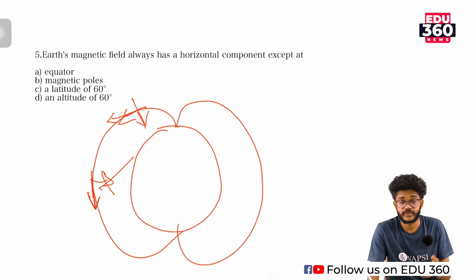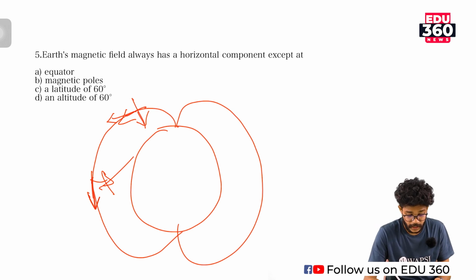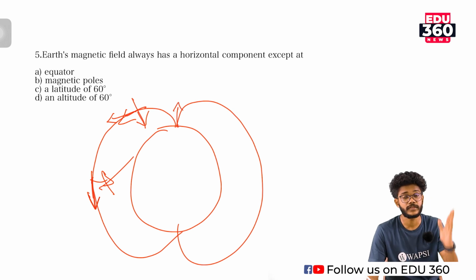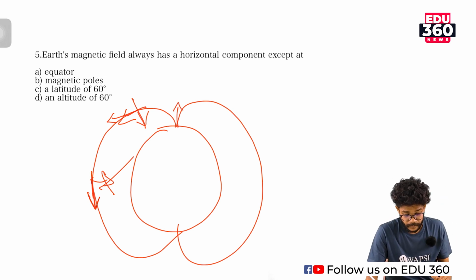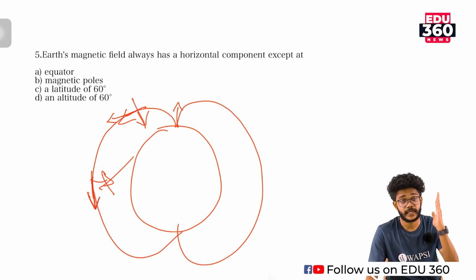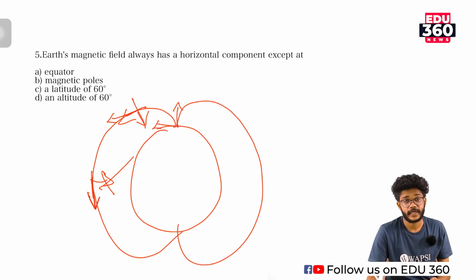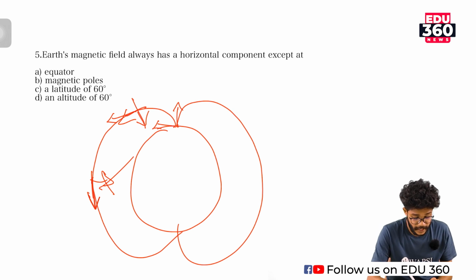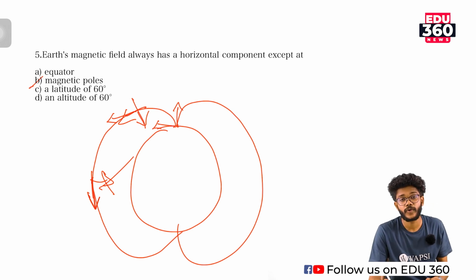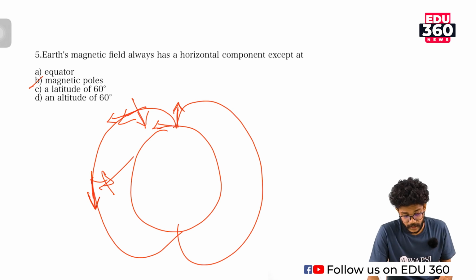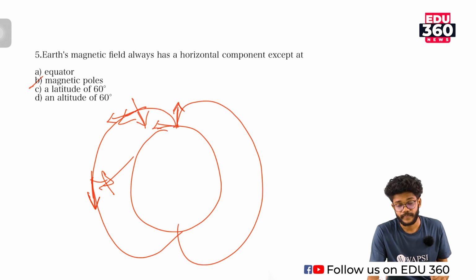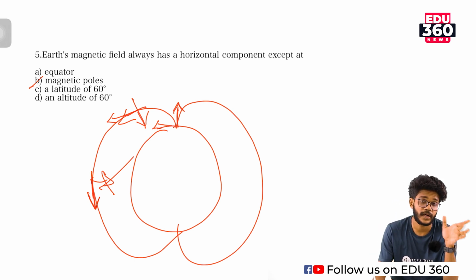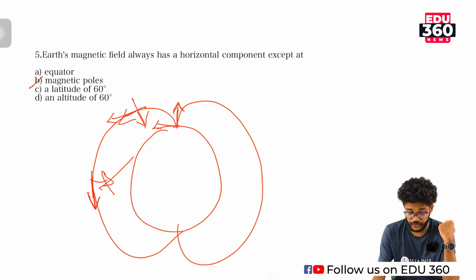Where does the horizontal component become 0? See, here the magnetic field is directed horizontally. There it is directed vertically, and there is no horizontal component. So at the magnetic poles there is no horizontal component, only a vertical component. But at the equator there is only a horizontal component, no vertical component. So in this question option B is the correct answer. Okay, so we can move to the next question.